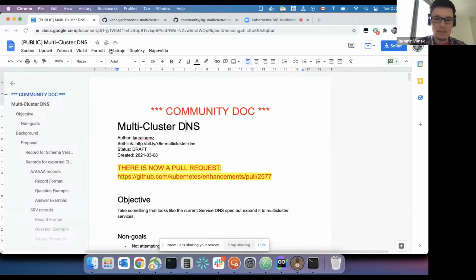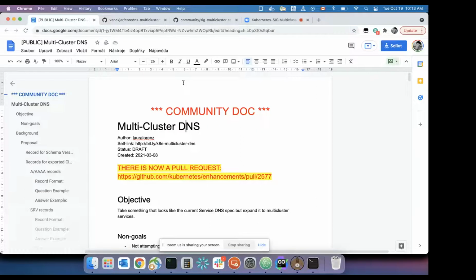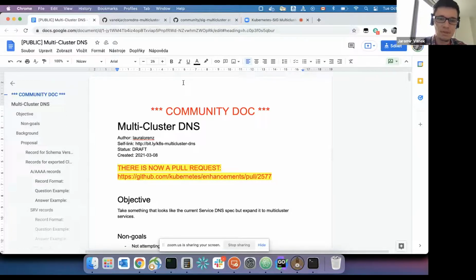Yeah, so today I just want to briefly talk about the multi-cluster DNS. Let me quickly share the screen. So hopefully you can see my screen now. Yes. Cool. So as I said, I'm going to talk about the multi-cluster DNS because, as I learned, this is one of the blockers for the multi-cluster API graduation to beta.